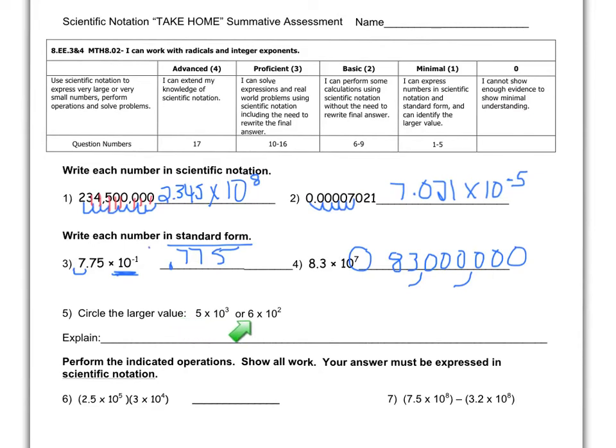All right, circle the larger value. 5 times 10 to the third or 6 times 10 squared. Remember, if you're trying to figure the larger value, the first place you look is the exponent, the 2 and the 3. The 3 is larger, so that's my answer. And your explanation should be something like the larger exponent means there'll be more place values. I'm not going to write that all out, but something like that. The larger exponent means there are more place values.